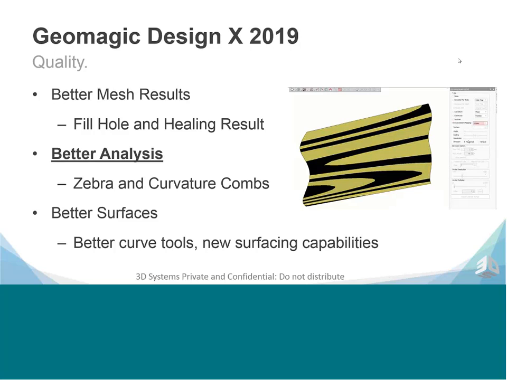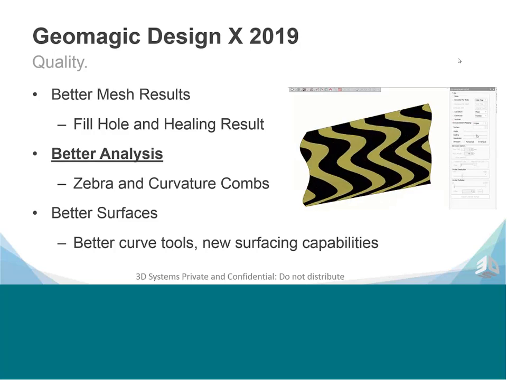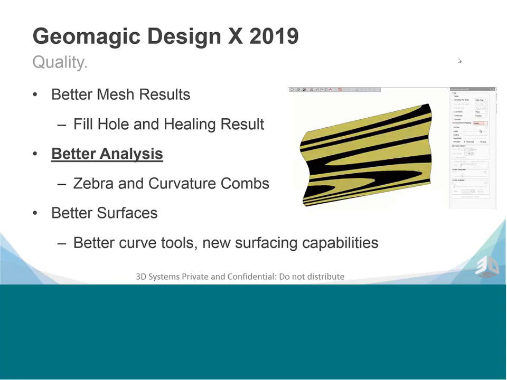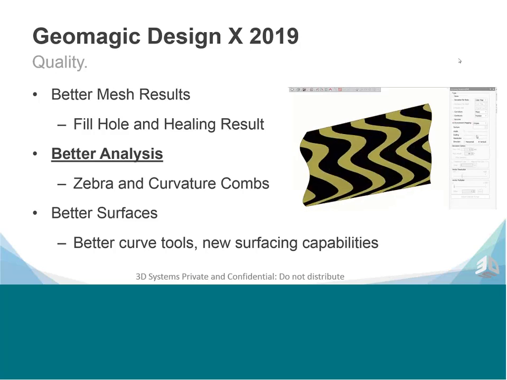As you can see here in the preview, we'll have more control over the direction and shape and size of those stripes. We'll also provide a curvature cone, which will allow you to see the curvature along the surface or along the UV axis of your surfaces.